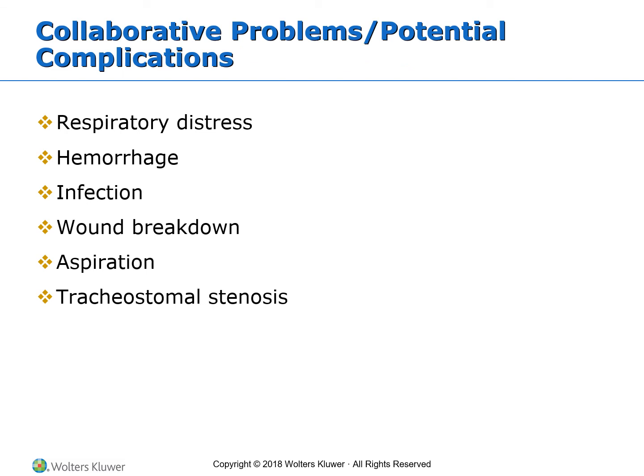Complications of surgery, obviously respiratory distress because you're dealing with the respiratory system. There's always a potential for hemorrhage whenever you have surgery, so you need to watch for that. Watch for signs of infection. They could have breakdown, if it's partial, at the wound site. If it's complete, you need to look at their stoma, the peristomal skin, and then the tracheostomy, and make sure that everything's healing the way it should.